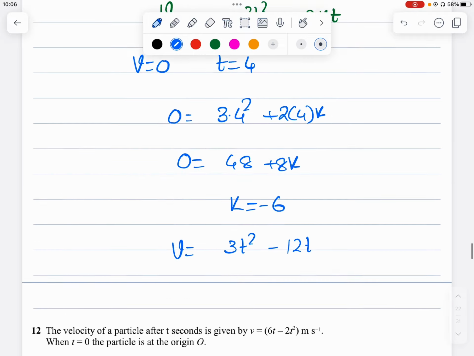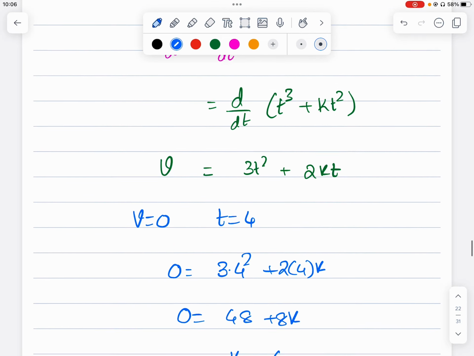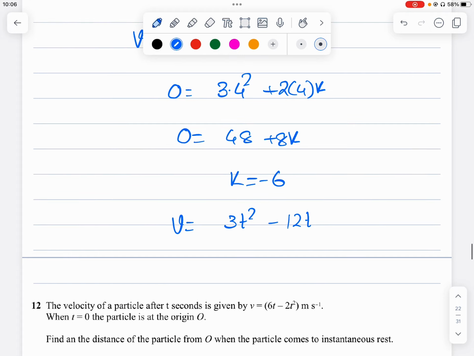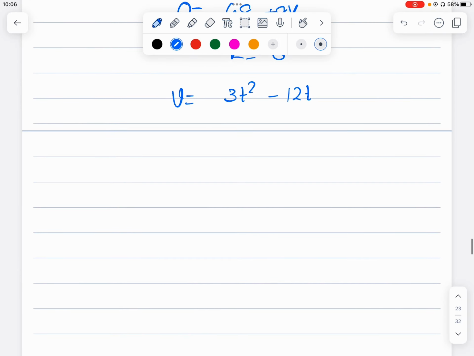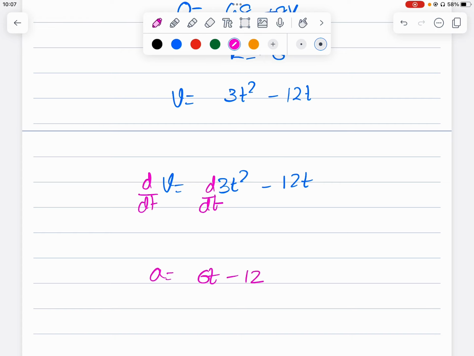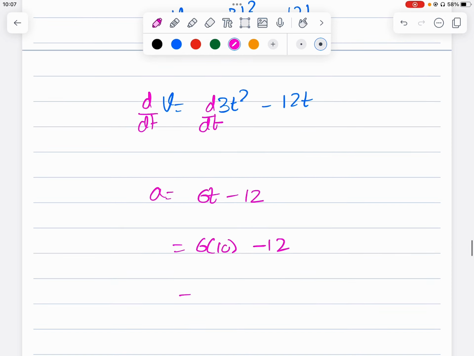Next, find the acceleration when t equals 10 seconds. We know velocity is 3t square minus 12t. So when I do the derivative of that one, it becomes the acceleration. So acceleration equals 6t minus 12. Now I want at 10 seconds, 6 times 10 minus 12. So which is 48 meters per second square.